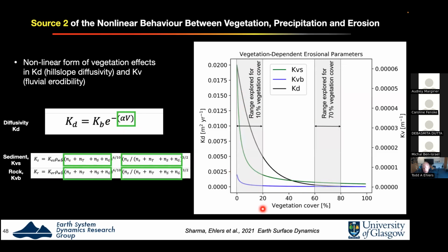The key point here is that as you change vegetation cover, if you're looking at the hillslope diffusivity or the erodibility, a little bit of change in vegetation in this realm has the potential to change erosion rates a lot more than if you're out in this realm here. And that's basically what was manifesting the different behavior that you saw in the models.